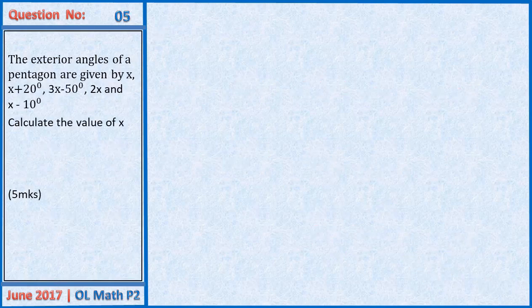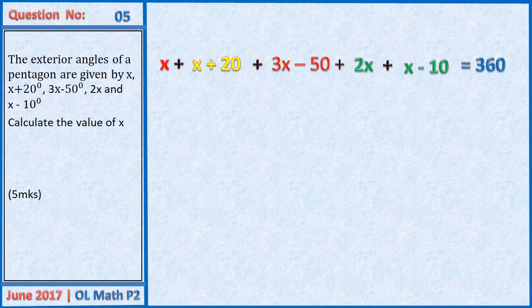Question number 5. The exterior angles of a pentagon are given by x, x plus 20, 3x minus 50, 2x, and x minus 10. Note that the pentagon is a plane figure with 5 sides. And the sum of exterior angles of any polygon is given by 360 degrees. So to solve for x here, we have to sum all these angles, which are exterior angles, and equate to 360 degrees. So this gives us x plus 20 plus 3x minus 50 plus 2x plus x minus 10, that is equal to 360 degrees.